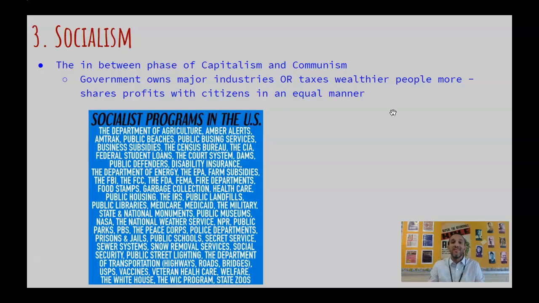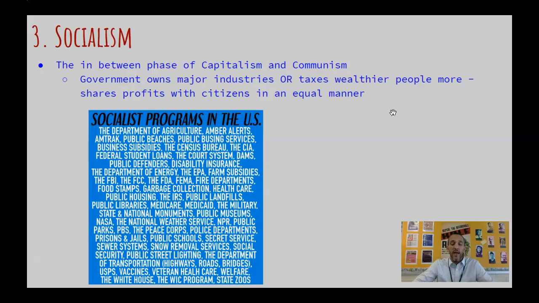Or it can also mean we're going to tax wealthier people more. So if you are one of these business owners, we are going to tax you heavily and then take this money and share out that money to the citizens in an equal manner, whether it's through services or through just straight up tax breaks. In the United States, I know this runs contrary to what a lot of politicians talk about today, but we do have socialism in the United States today.